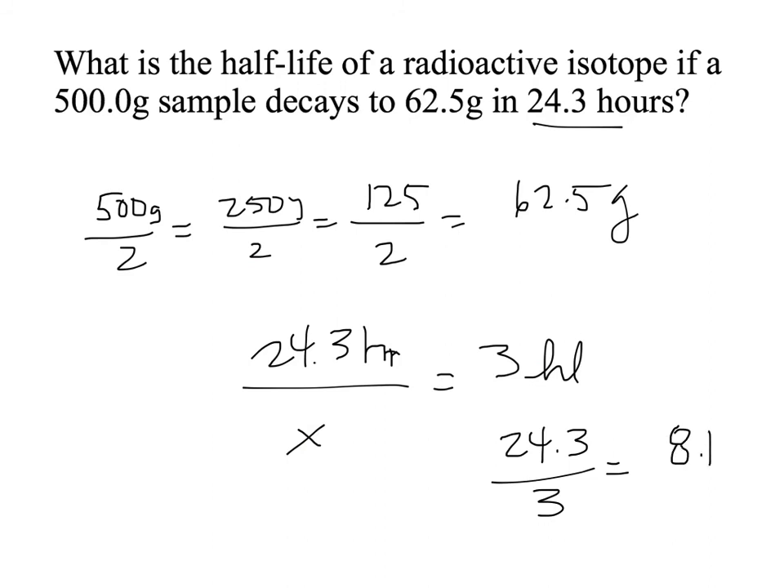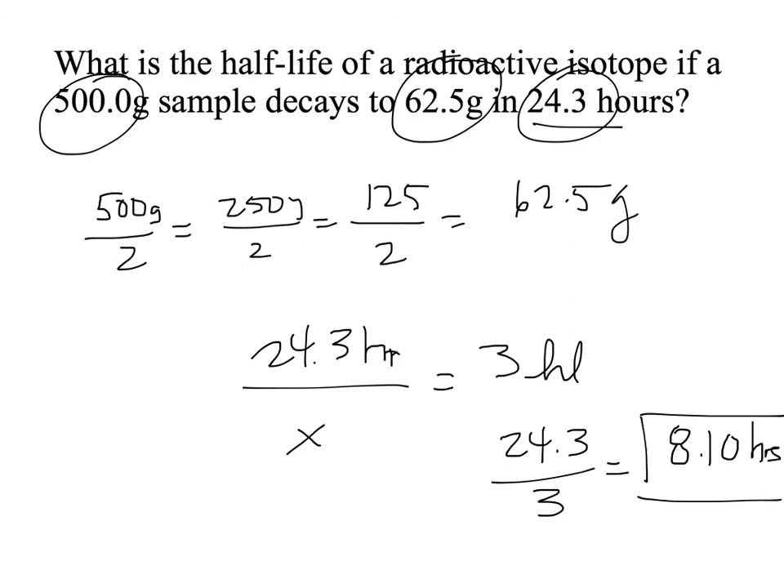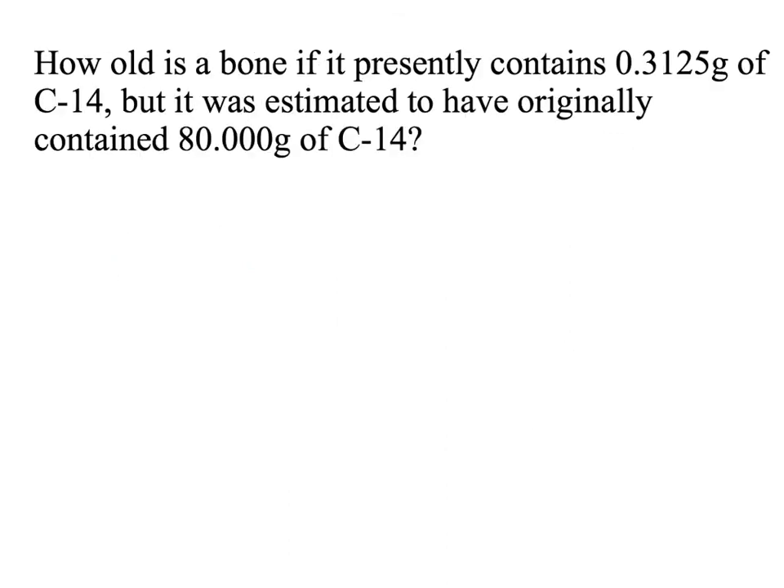8.1. And if I were going to do sig figs, this has 4, this has 3, this has 3, I have to have an answer with 3. You can always add a 0. That doesn't hurt. It just tells you with what level of accuracy your measures were taken. So 8.10 hours.